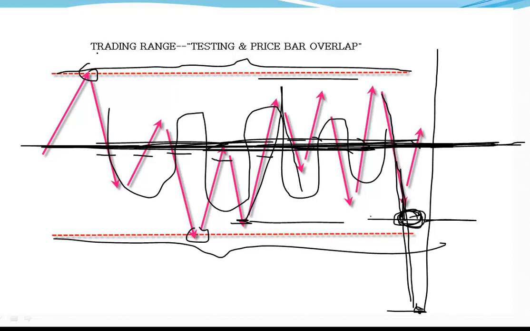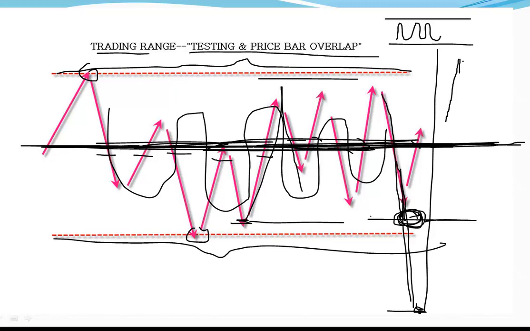So that's called a trading range, and basically you get testing and you get price bar overlap. There's two types. For instance, here's what a range would look like where the market's doing this. Price bar overlap is after the market has made a rally, each price bar would start to establish a sideways consolidation period.